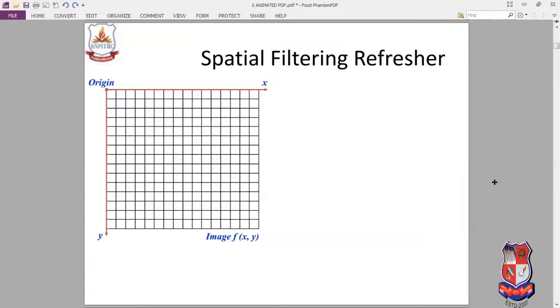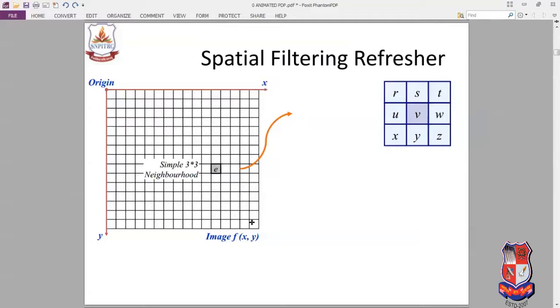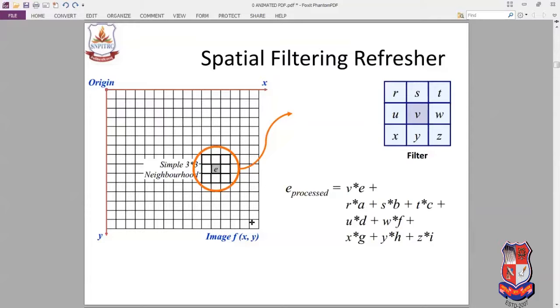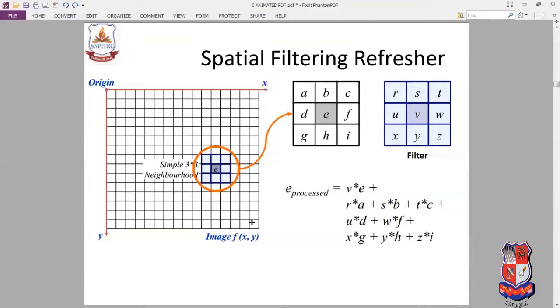As you can see, this is a particular image f of x comma y, and as per the conventions, the origin is always on the top left in the 2 dimensional image. Here is the x-axis, which represents the number of columns. This is the y-axis, which represents the number of rows. Now, for a particular pixel E in the image, we want to define a simple 3 cross 3 neighborhood, and that particular 3 cross 3 neighborhood is defined as this.